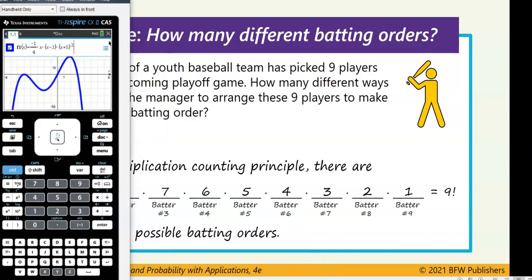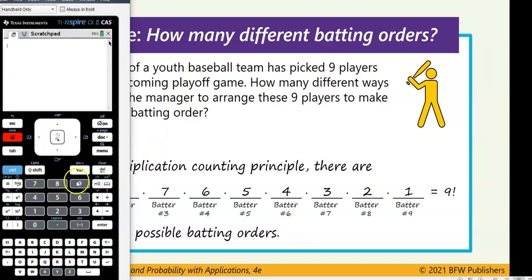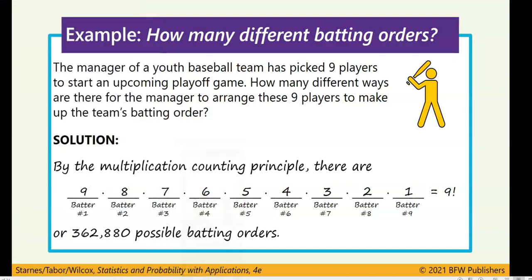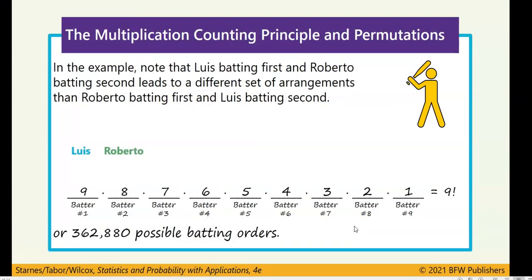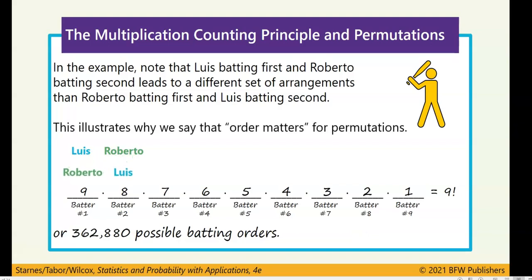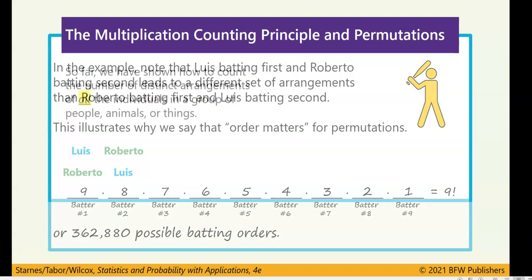So let's see if we can do that. If you go to a scratch pad and type in 9 factorial, the option is down here under the question mark, and you choose the second option, and you can type it like that if you're cool. Order matters for permutations. That's true.